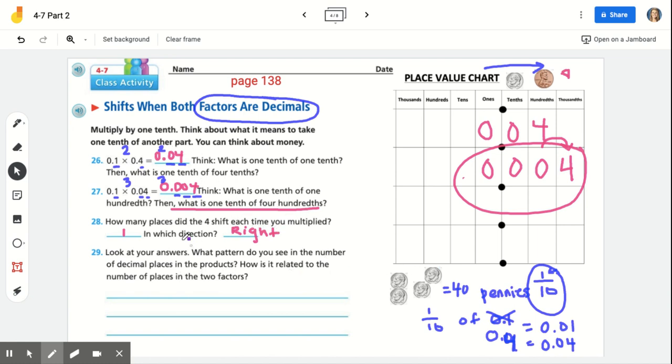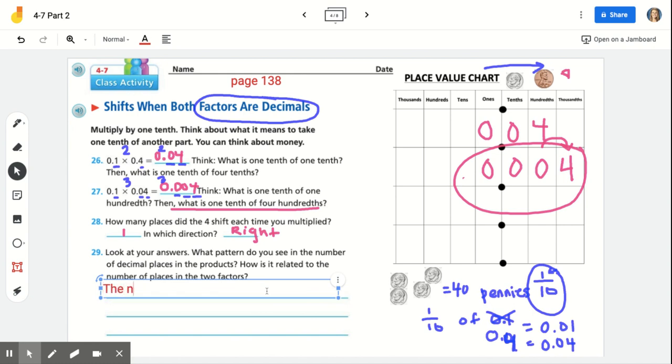Look at the number of decimal places in our products and look at the decimal places in our factors. What pattern do you see? Okay, hope you see it. The number of decimal place values or places in the product is the same as the number of decimal places in both of our factors. So let's write that out for number 29. That's the pattern that I hope you saw.